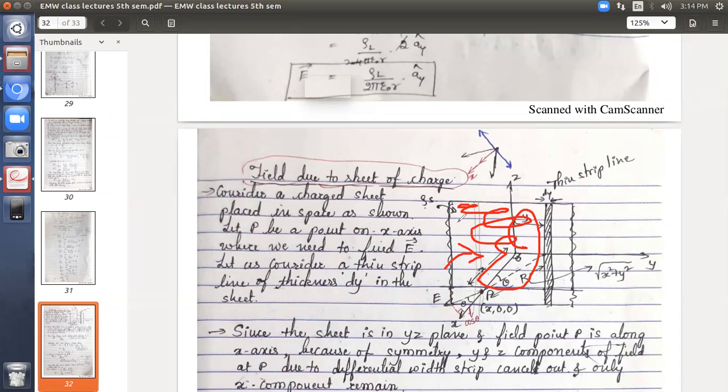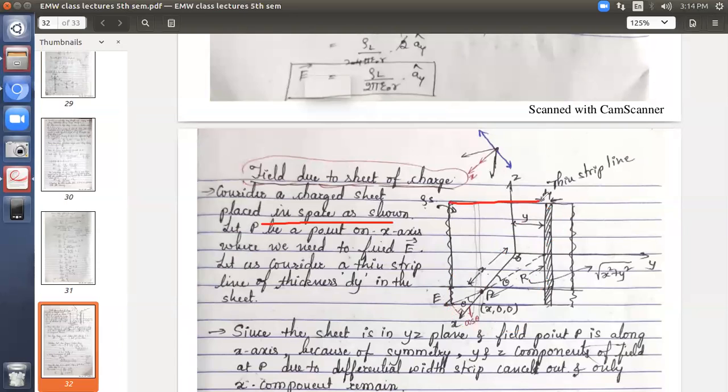I did not shade it, but at least shade it or put positive marks indicating there is a charge distribution. I did not do it because if I do that, those charges and all whatever I have written will get mixed up and you will not understand. So it is placed in the space as shown.